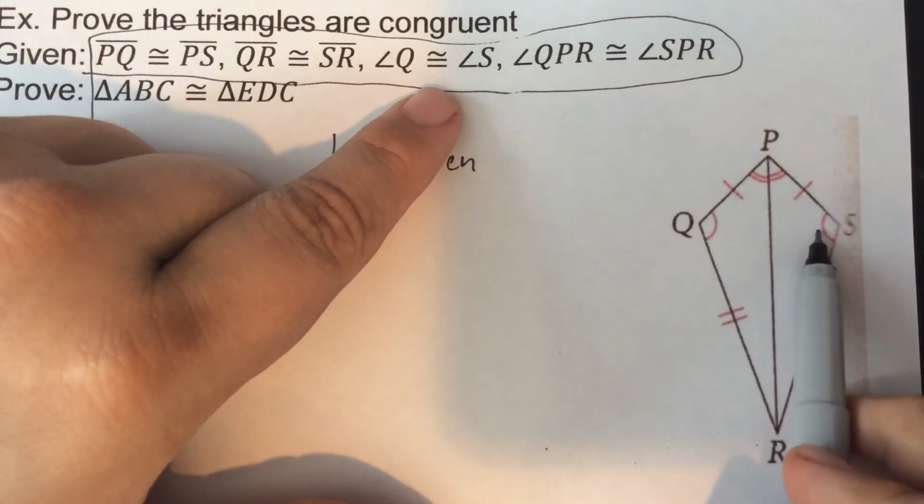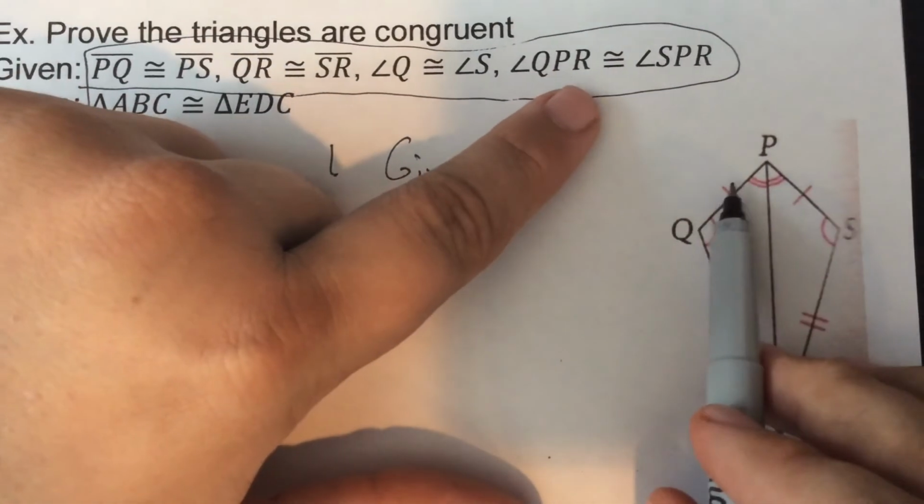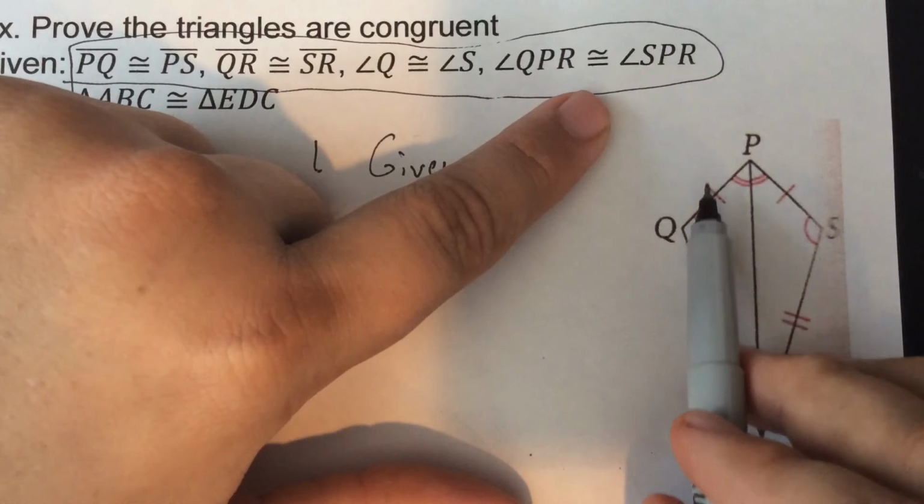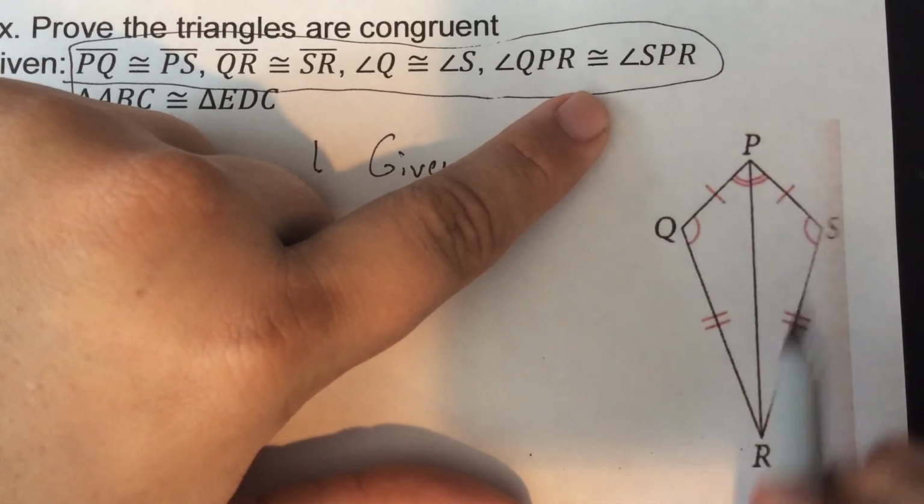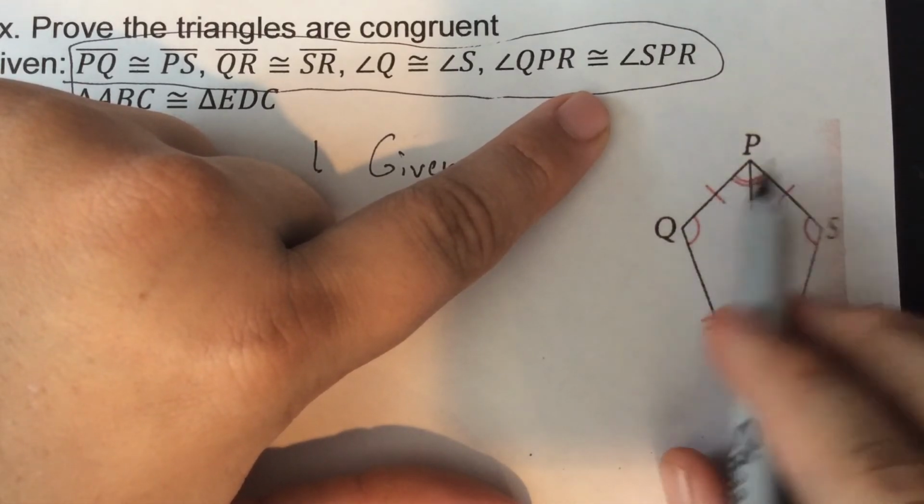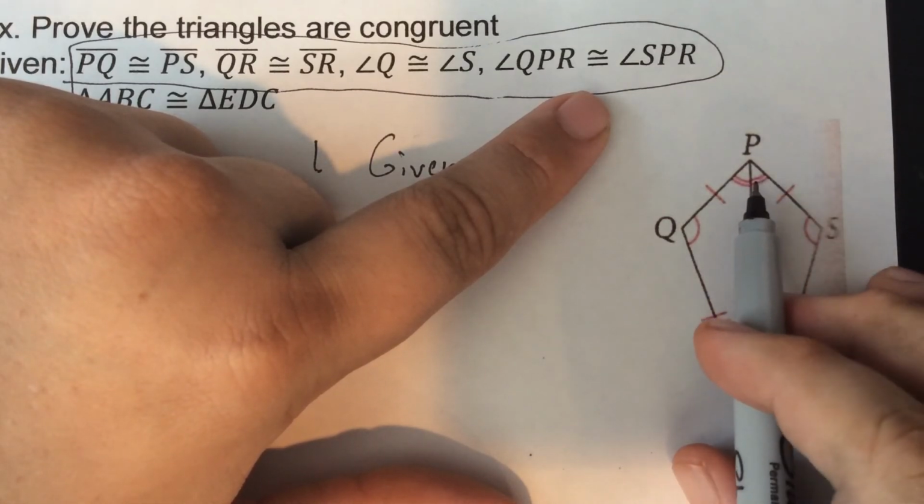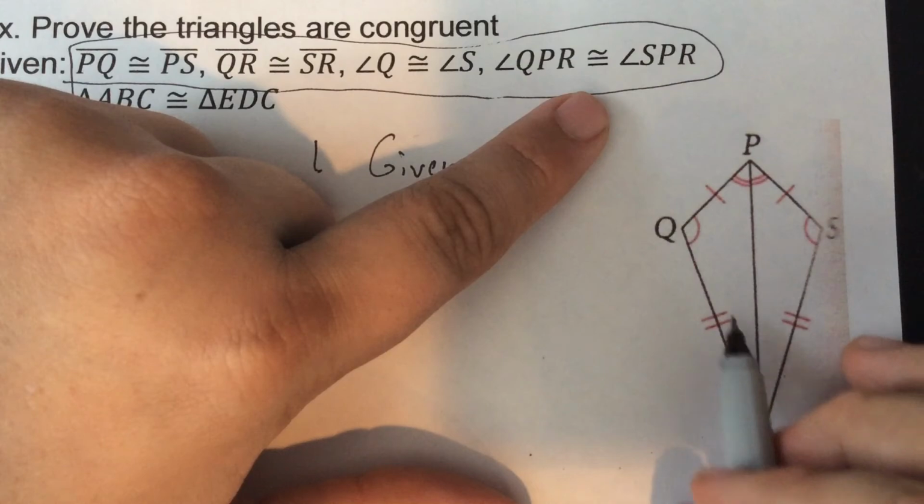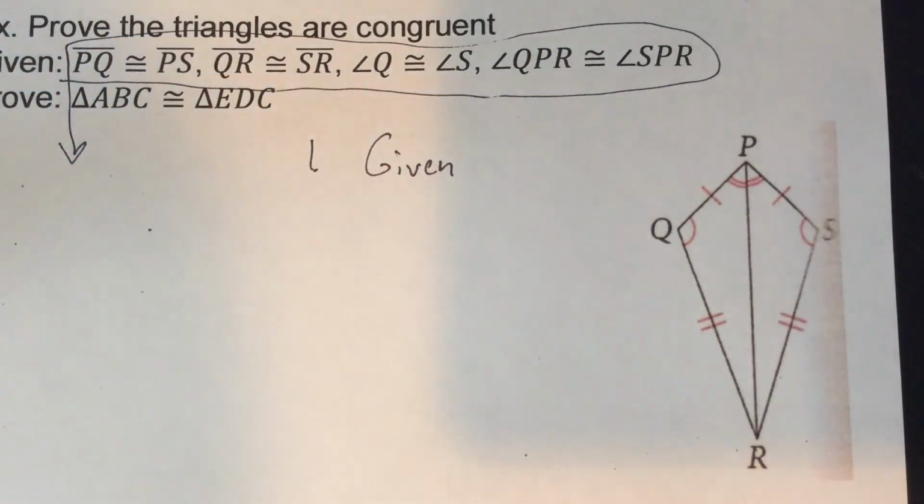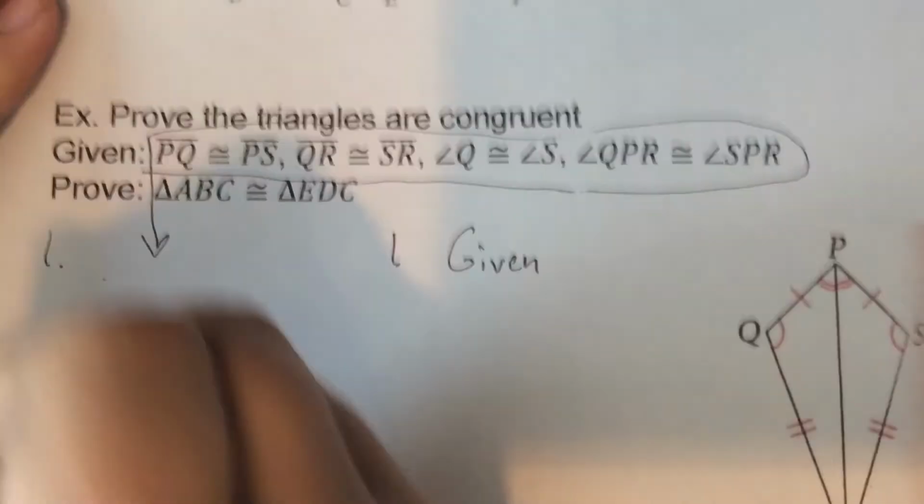Now we have angles. So Q and S are congruent. And now notice here, P has multiple angles, so they use the 3 letters. So Q, P, R, this inside angle, would be the same as SPR, this other angle here. So we have 2 sets of sides, 2 sets of angles. So to prove this congruent by definition, we need 3 sets of sides, 3 sets of angles. So we're going to need one more set of sides and one more set of angles.